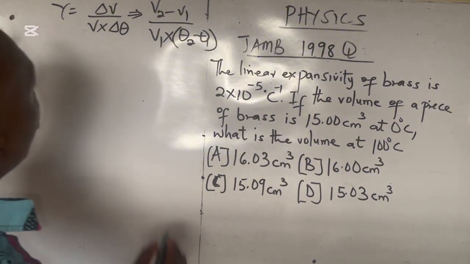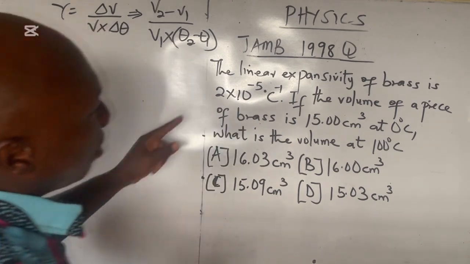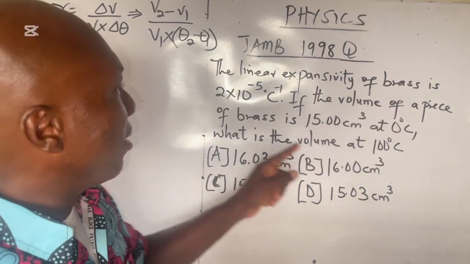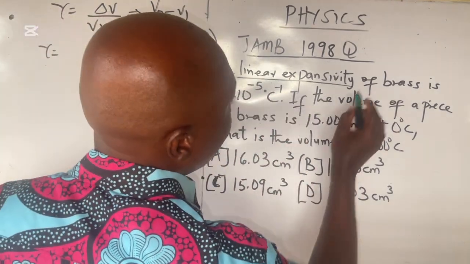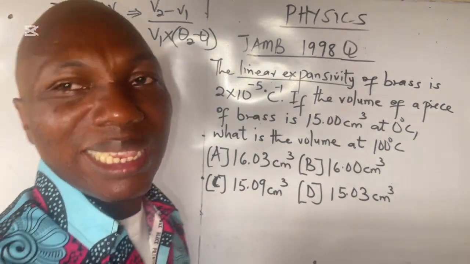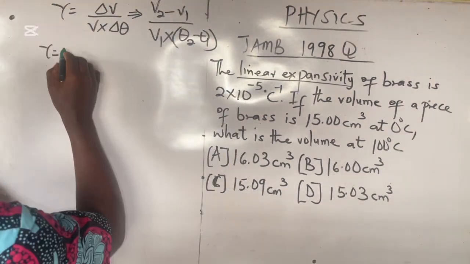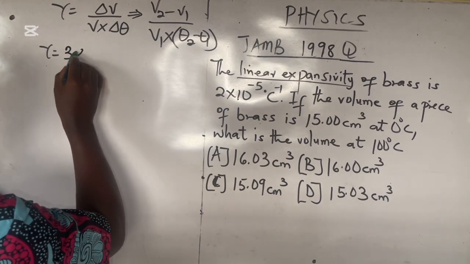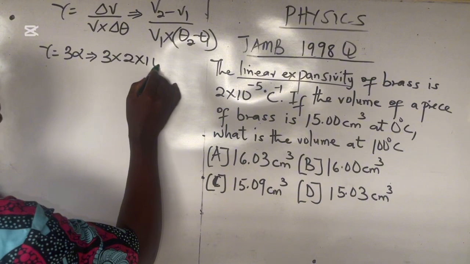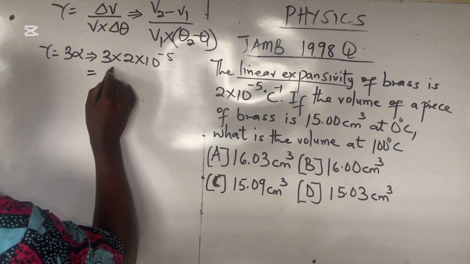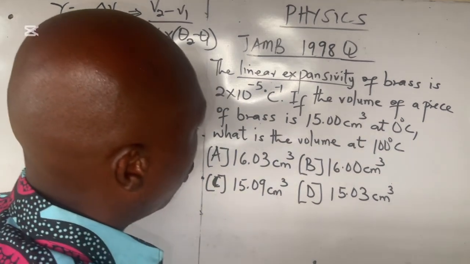So our cubic expansivity in the question: we are given the linear expansivity of brass is 2 times 10 to the power minus 5. The volume expansivity is 3 times linear expansivity. So we say 3 alpha, and 3 alpha means 3 times 2 times 10 raised to the power minus 5, and that is 6 times 10 raised to the power minus 5 per degree Celsius.